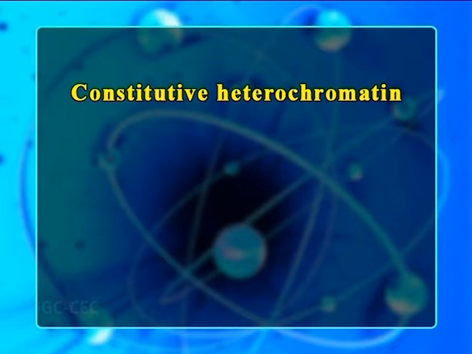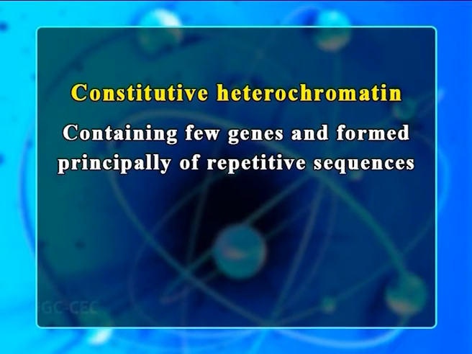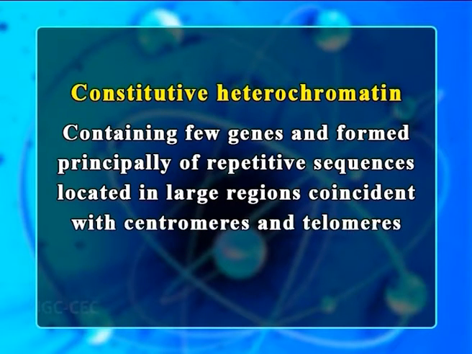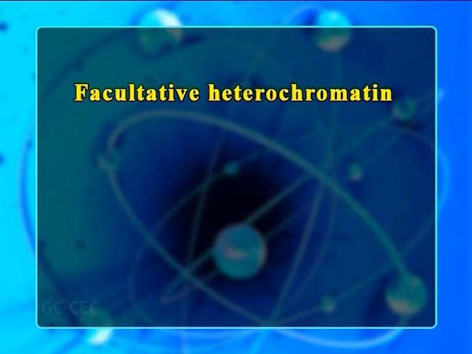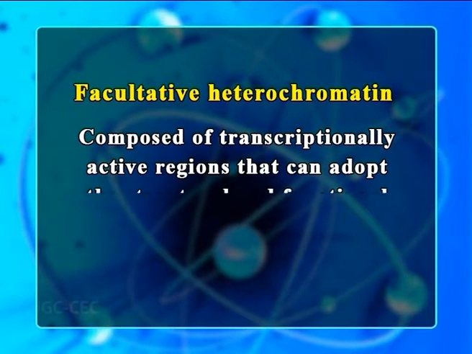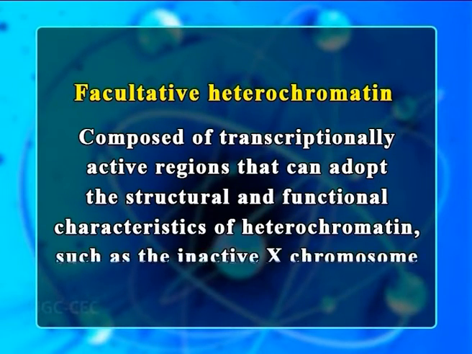Constitutive heterochromatin contains few genes and is formed principally of repetitive sequences located in large regions coincident with centromeres and telomeres. Facultative heterochromatin is composed of transcriptionally active regions that can adopt the structural and functional characteristics of heterochromatin, such as the inactive X chromosomes of mammals.